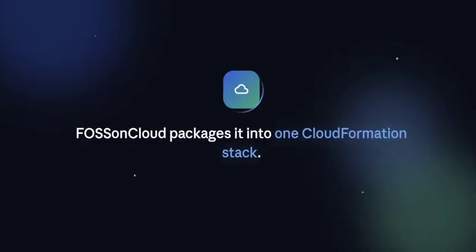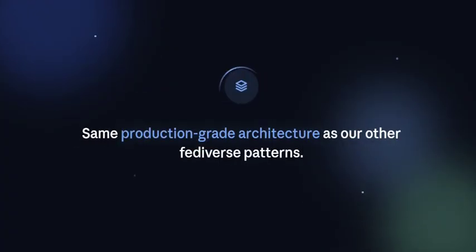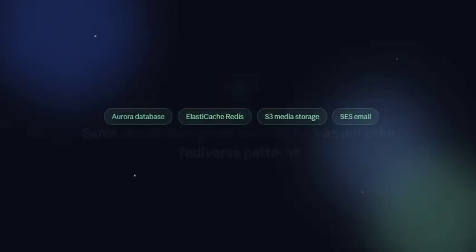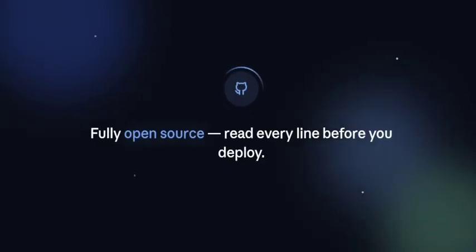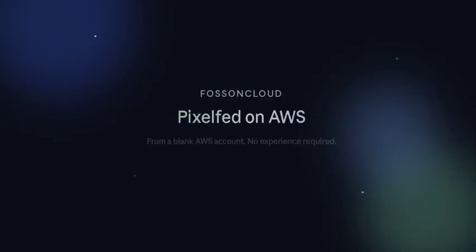FOSSonCloud by the AWS consulting firm Ordinary Experts packages all of that into a single CloudFormation stack, built with the same production-grade architecture as our other Fediverse patterns. Aurora for the database, ElastiCache Redis for caching, S3 for media storage, and SES for email, all wired together automatically. It's fully open source, so you can read every line on GitHub before you deploy it. This video walks you through the entire setup.